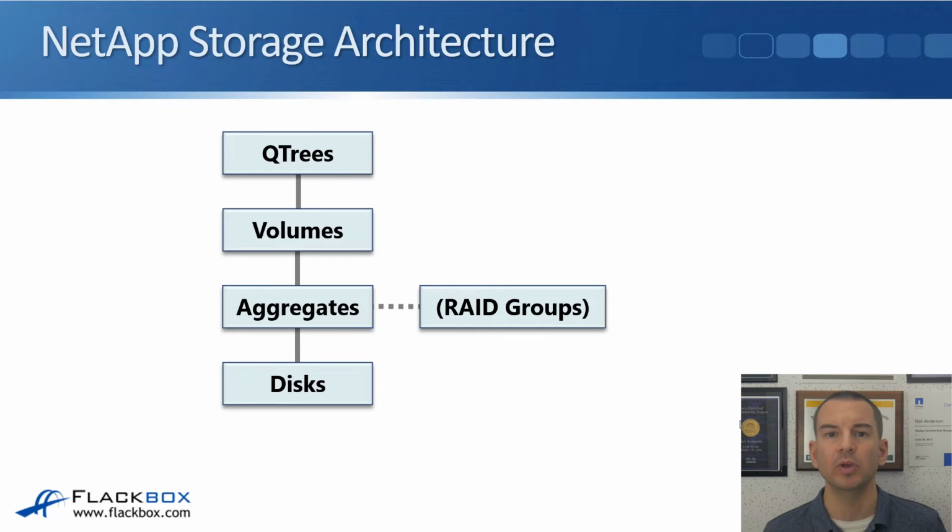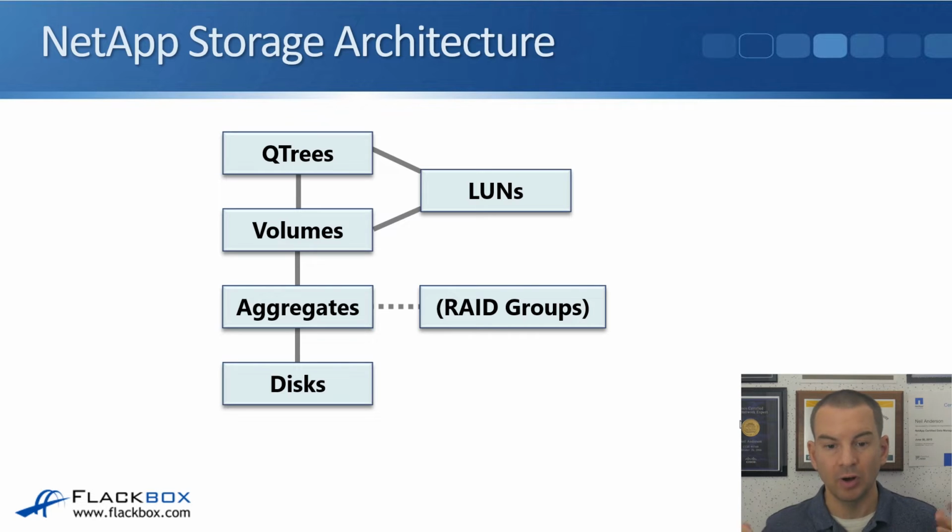Then optionally, we can have our qtrees, which are mainly used for configuring quotas. Qtrees are optional, and if you use qtrees, they go into your volumes. And then finally, we've got the LUNs, which are logical unit numbers. LUNs are specific to the SAN protocols. So if you're using SAN, you will have LUNs.